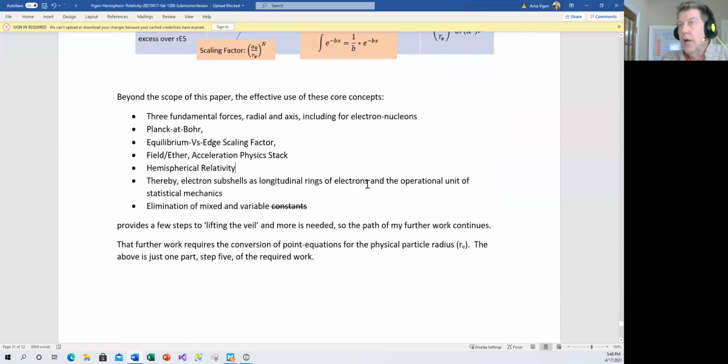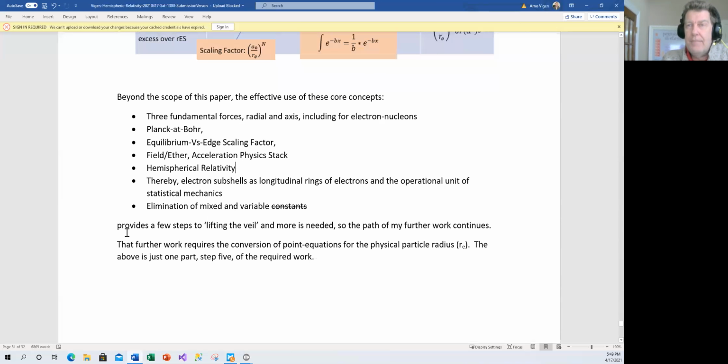And then you remember those longitudinal rings and the operating units. Statistical mechanics does not work on individual electrons, but only on electron subshells that are already settled into these longitudinal rings. And of course, I then go ahead and eliminate the things that are not this scaling contact, that are not Planck-at-Bohr, and I get rid of these mixed variables and constants, like the gravitational constant, like mass, like charge, like Coulomb's constant, permittivity of space.